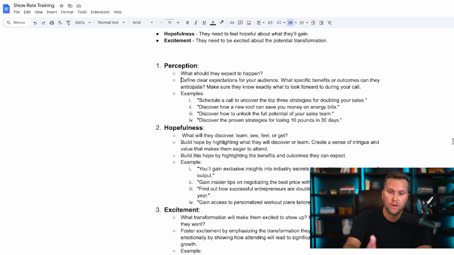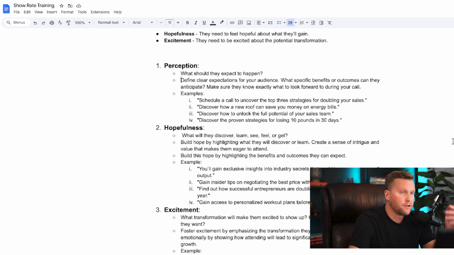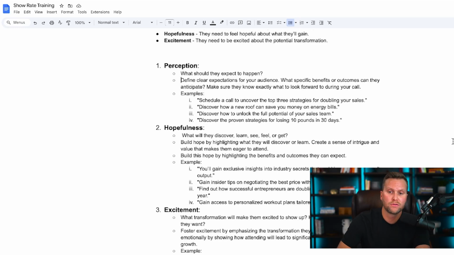Now, for example, you'll gain exclusive insights into industry secrets that can improve your overall output, or gain insider tips on negotiating best price for roofing contractors. Another example could be find out how successful entrepreneurs are doubling their revenue in less than a year. And another example is gain access to personalized workout plans tailored to your fitness level. All right, so that's hopefulness.